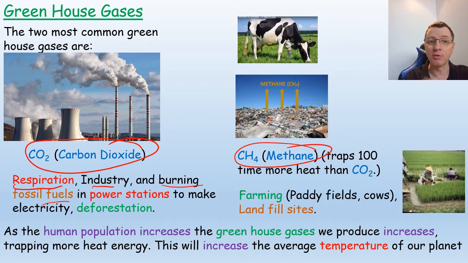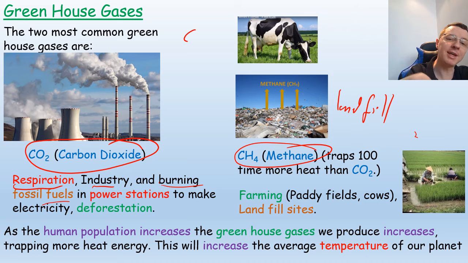Methane is another greenhouse gas, and it's even more potent than carbon dioxide because one methane molecule will trap over 100 times more heat energy, more infrared energy, than a single carbon dioxide molecule. So how do we produce methane? Well, the main areas where methane is produced are with landfill sites, farming of cows and cattle, and farming of rice and rice paddies.